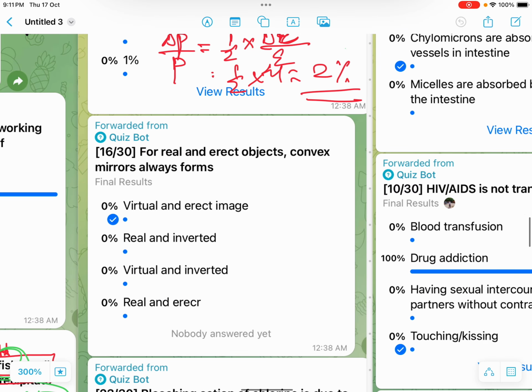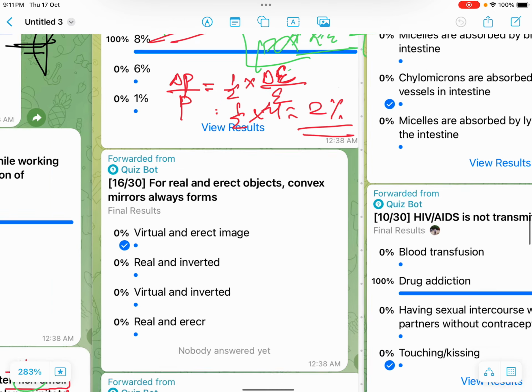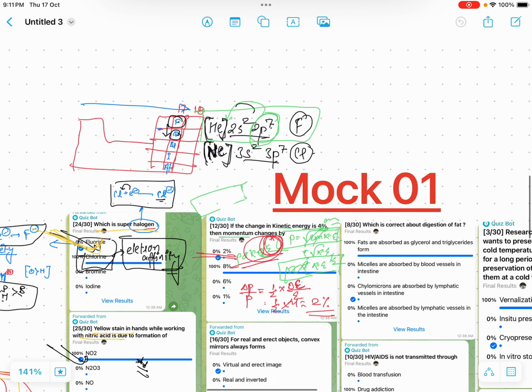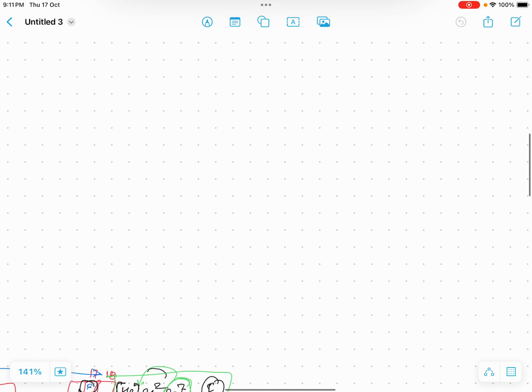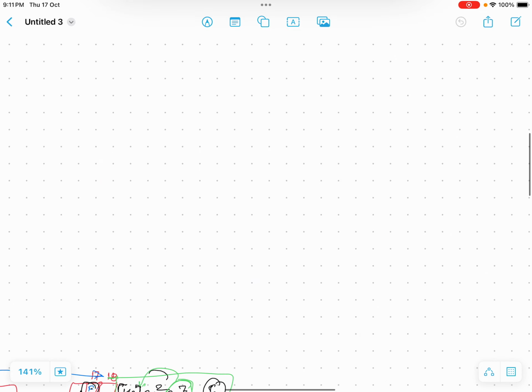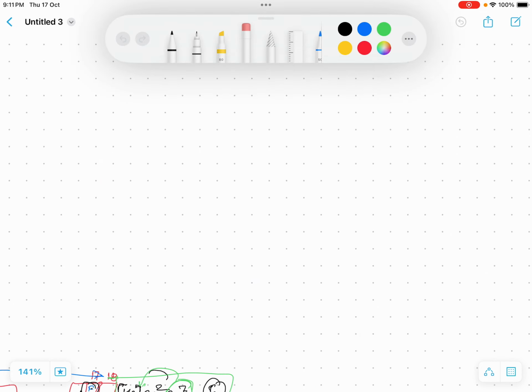Okay, now let's get to the next question. For a real and erect object, a concave mirror always forms. This is a very easy image. For convex mirror, so we know there are 2 types of mirror, mainly speaking.